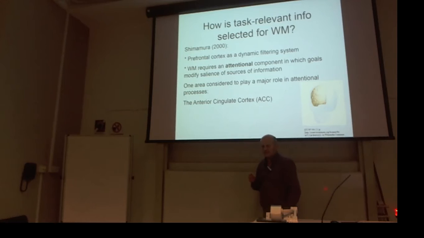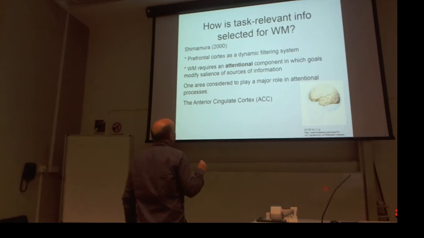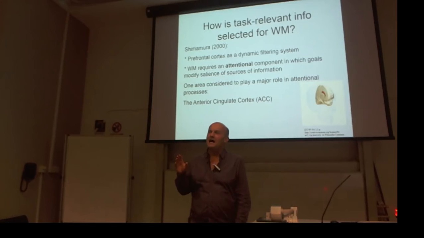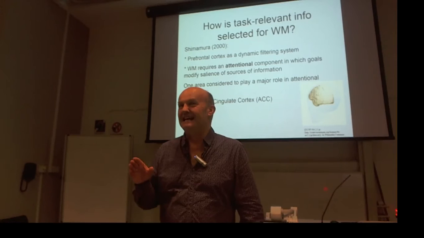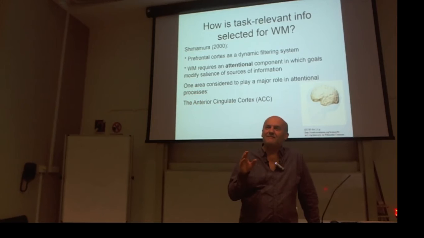Because there's a central question here, which is leading us dangerously towards consciousness: how does that information actually get selected for working memory? How do you decide what you are going to hold in your consciousness? Do you consciously do that? And if we find that region, is that the region which is really the executive, the one that's really in charge? Is that you in your brain?